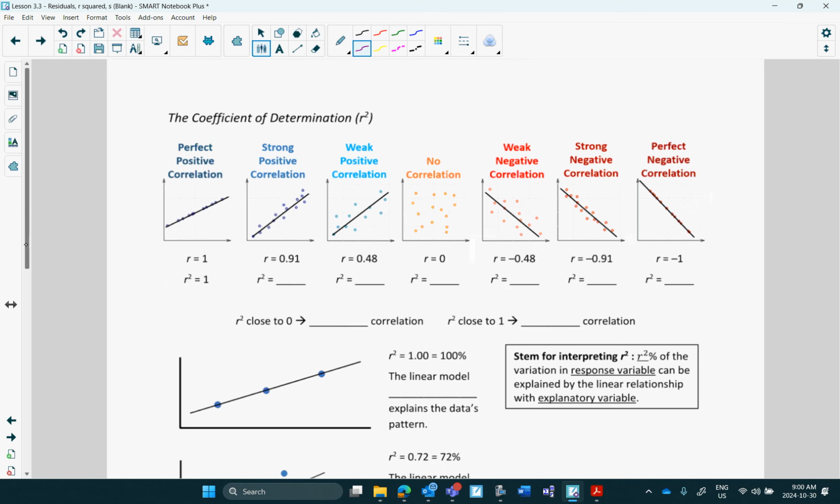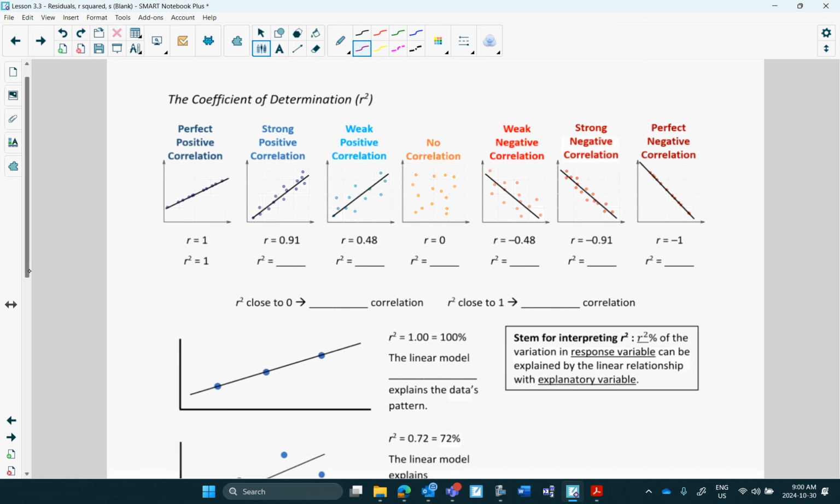The second measure of how good a line is, how well it predicts, is something called the coefficient of determination, and we label it R squared. It actually relates to correlation R. It's taking the correlation R and squaring it, okay? And that R squared is a good measure of telling us how good the line is, how well it predicts.